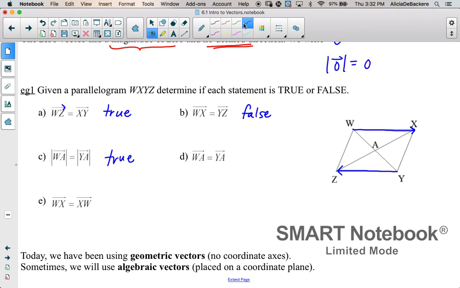I could change it into a true statement just by changing the direction on one of them, which I can do with a negative sign. I can either put the negative on the WX or on the YZ, and it would make it now a true statement. So these are opposite vectors, not equal.